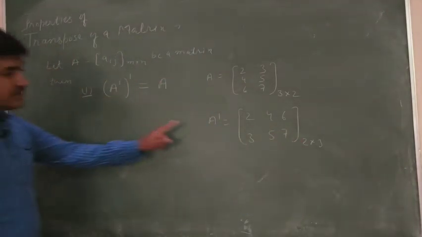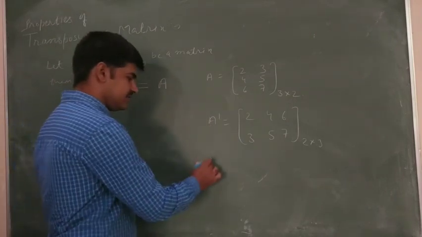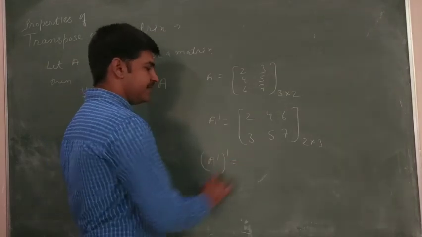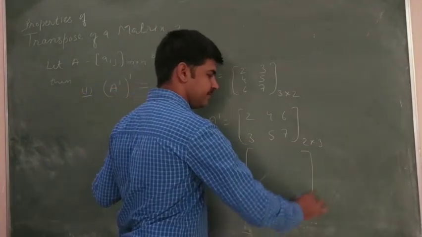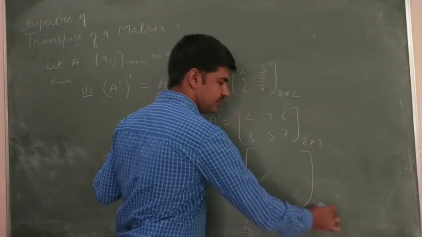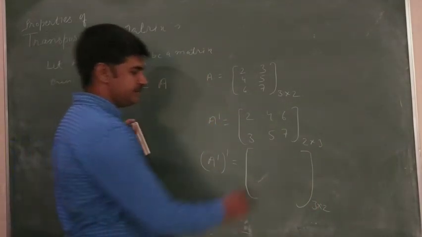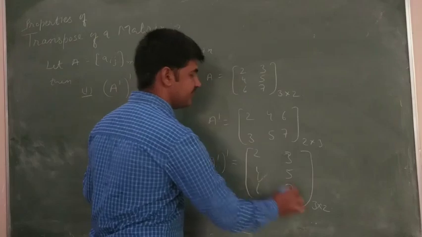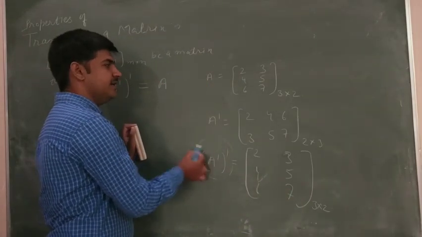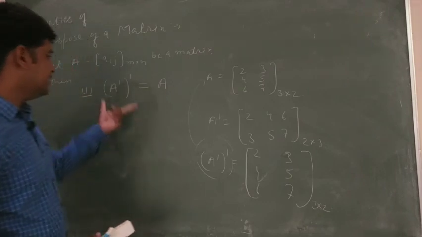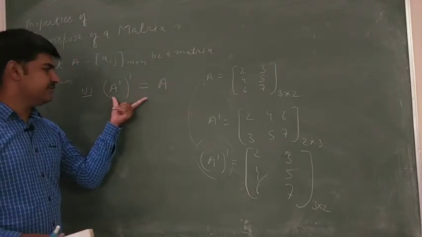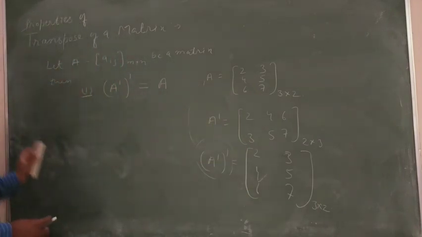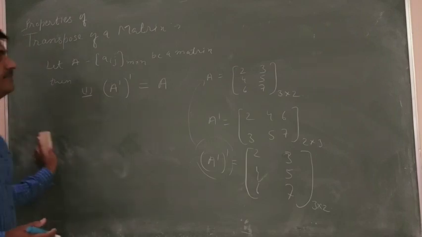Now finding transpose of this transpose of A. So that is transpose of A dash, and that is equal to, now a matrix will be of order 3 by 2. Let us interchange the rows and columns again. So 2, 4, 6 and 3, 5, 7. So what is A double dash? A double dash is equal to A only, and that is what I have written in the first property. So I explained you the first property of transpose of a matrix by taking the example. Hope you have understood. The next property of transpose of a matrix.